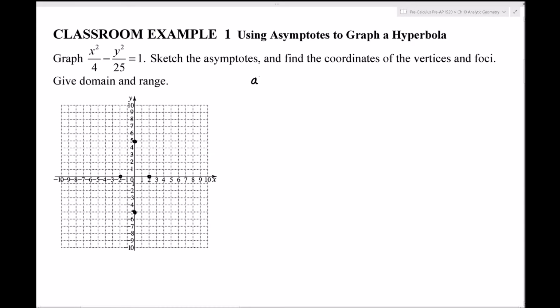So I got that a was 2 and b was 5 from 4 and 25. The one that's underneath x is going to tell us the horizontal width of this box. The one that's underneath y is going to give us the vertical width of the box. So the horizontal width is plus or minus 2, left and right. And then the vertical width of the box is going to be up 5 and down 5. So then I'm drawing a box, and I'm going to do this with dashed lines, because these are technically dashes, not dots.